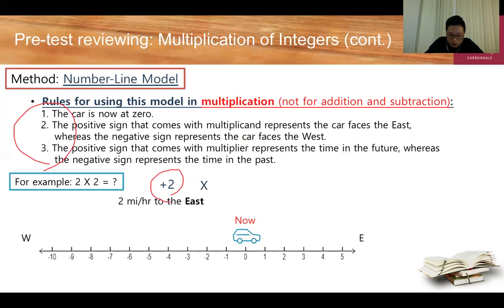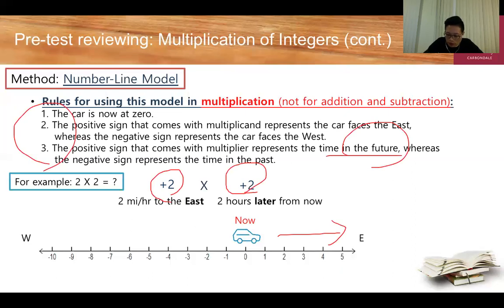Positive 2 means the car moved toward east by 2 miles per hour. Positive 2 means the car is faced to the east side and will move 2 miles per hour. And the multiplier here is positive 2. So here that means in the future, right? Positive means in the future. So the 2 means 2 hours. So 2 hours later from now, that means the future.